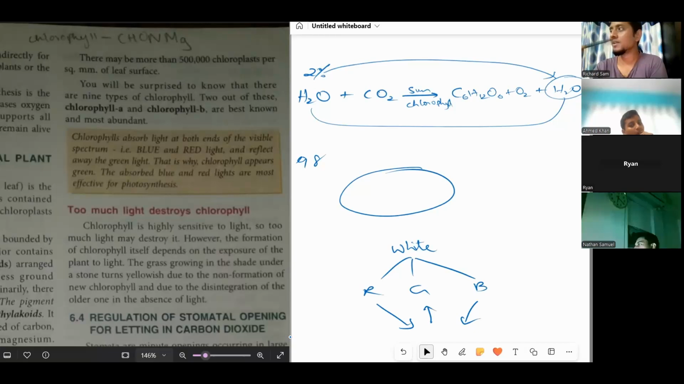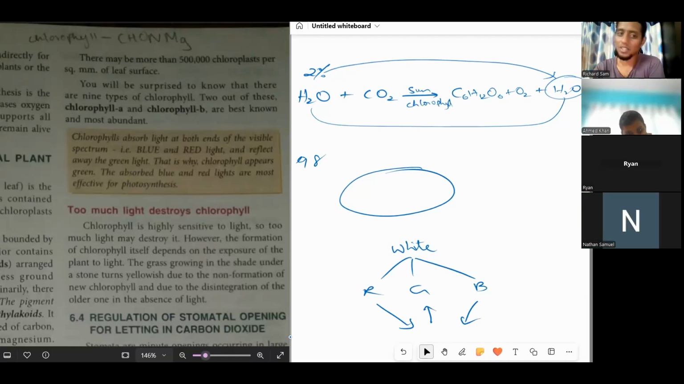Why is your shirt white? What is it doing to the white light? Is it absorbing white light or reflecting the white light? It's reflecting the white light, which means it's not absorbing anything. That's why you feel cool in a white shirt, because it does not absorb the light. It reflects every light. And what if you wear a black shirt?